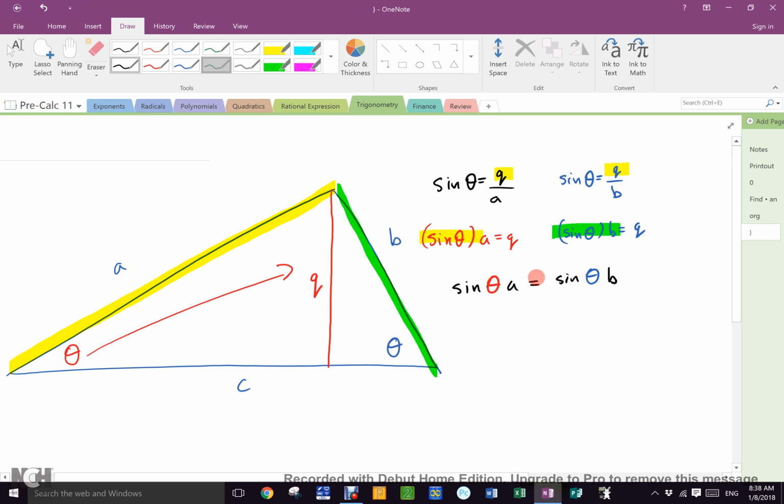Now, if I wanted to name these thetas, what letter would I write here? A big A. And what letter would I write here? A big B. So I can change this to sine B times A equals sine A times B, correct? Everybody still with me? Okay.